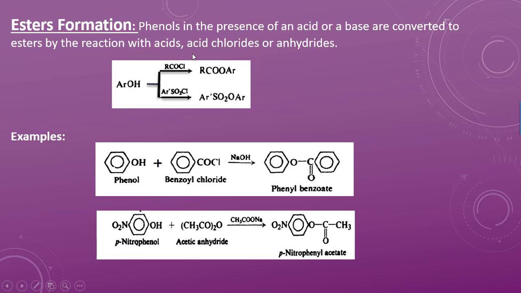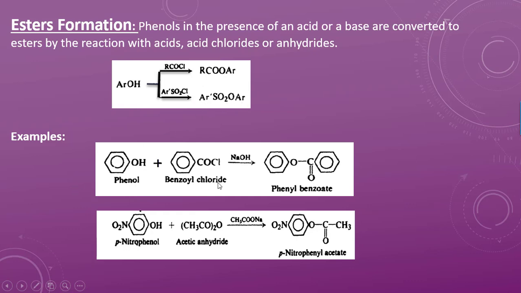Next is ester formation. Phenols, in the presence of an acid or a base, are converted into esters by reaction with acids, acid chlorides, or anhydrides. Here it is shown that phenol on reaction with an acid chloride is converted into an ester, and similarly phenol on reaction with a sulphonyl chloride also forms sulfonate esters.